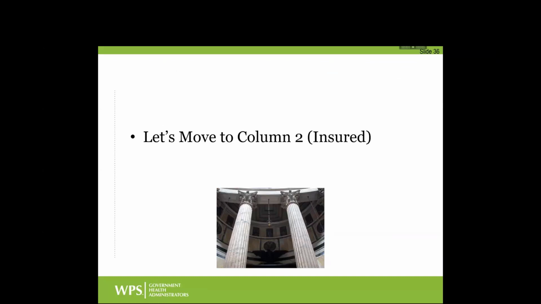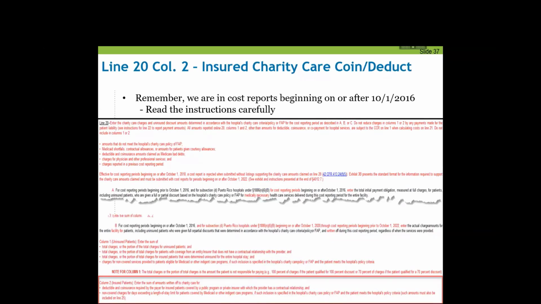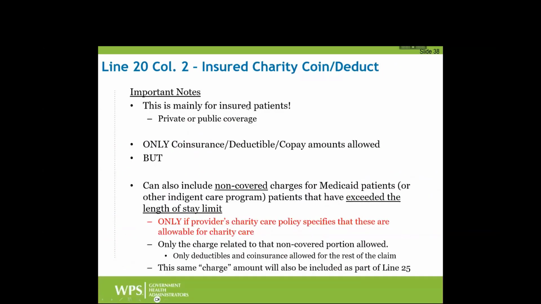So now we'll move over to column 2. And again, it's generally for fully insured patients, fully covered patients. We only want to see the coinsurance, deductible, or copay.